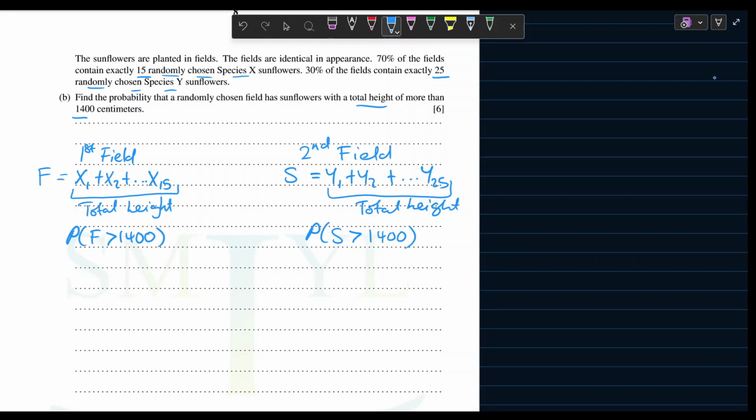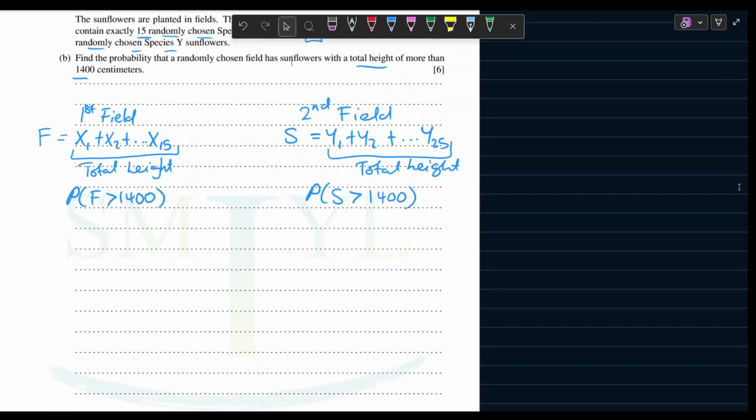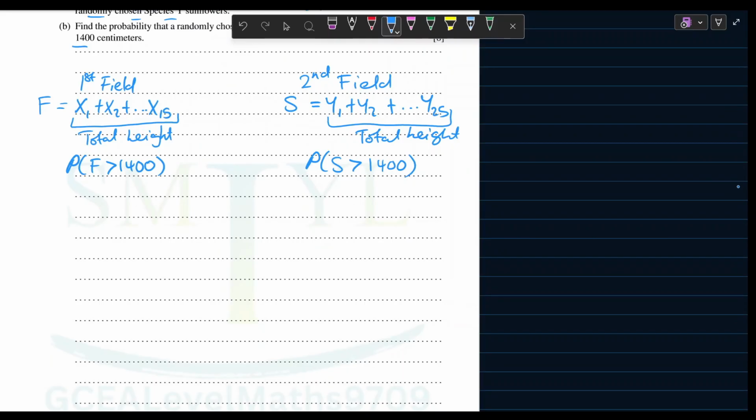So these are the two scenarios that we have. So let's evaluate their probabilities separately. And then at the very end, we'll factor in that we only have 30% of fields with the species Y, and then the other 70% are species X. So we'll start with this first one, the probability that our first field has a total height that's greater than 1,400.